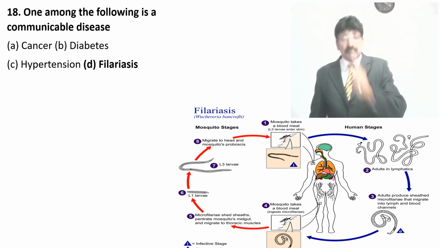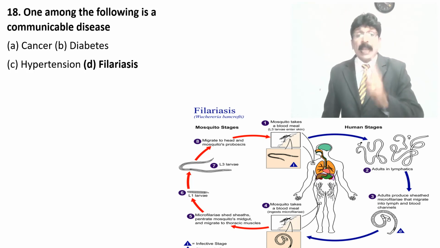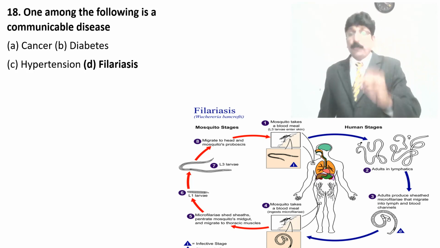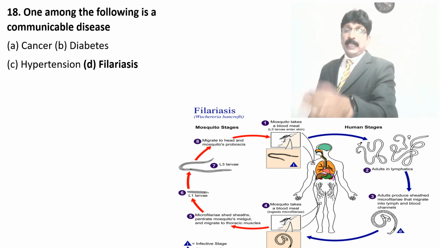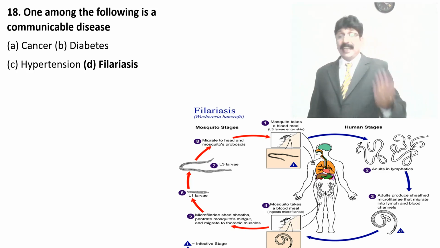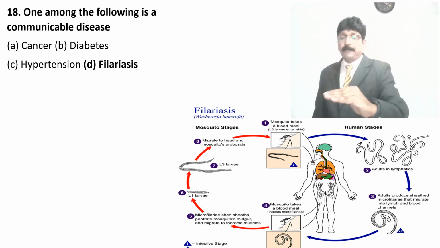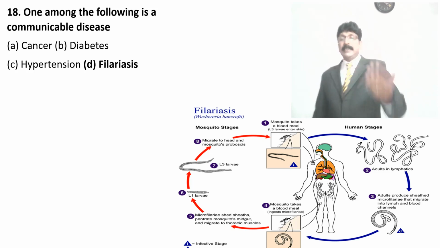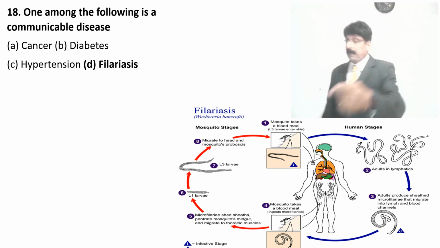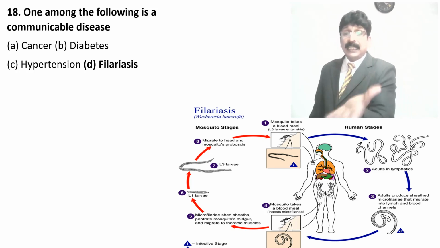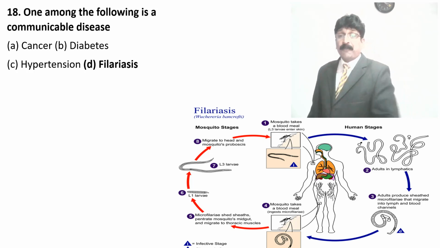It comes from the mosquito. You can see the L3 larva which has been put into the humans by the mosquito bite, and it develops in the human stage. In the second one, adult lymphatics, and then the adult produces a sheathed microfilariae from Wuchereria bancrofti that migrates in the lymph and the blood streams in the form of a worm, and you can see the limbs. It's affecting the limbs and the whole body.